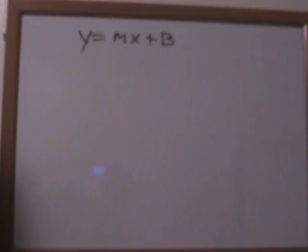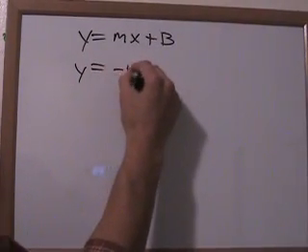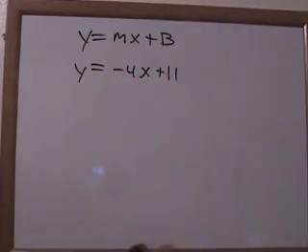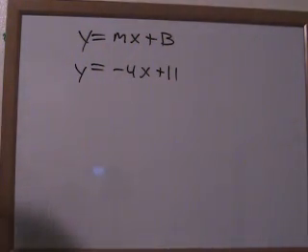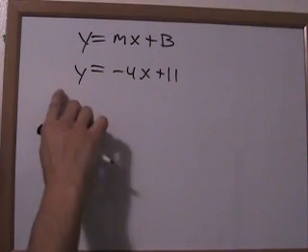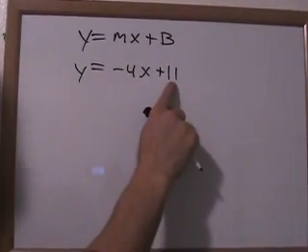Now, if I just make some stuff up, I'm not going to do number 9 just yet. I want to do an example or two. If I write something that looks like this, okay, and if I ask you, what's the slope? You say, the slope is -4. Okay, and what's the y-intercept? The y-intercept is 11. Okay, so if I give you something in this form, you can identify m, and you can identify b.